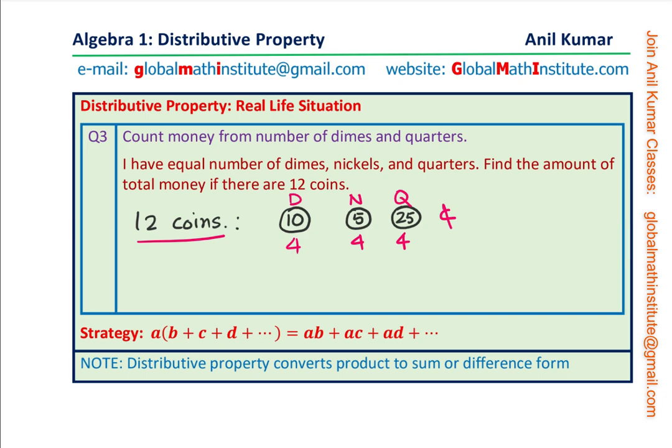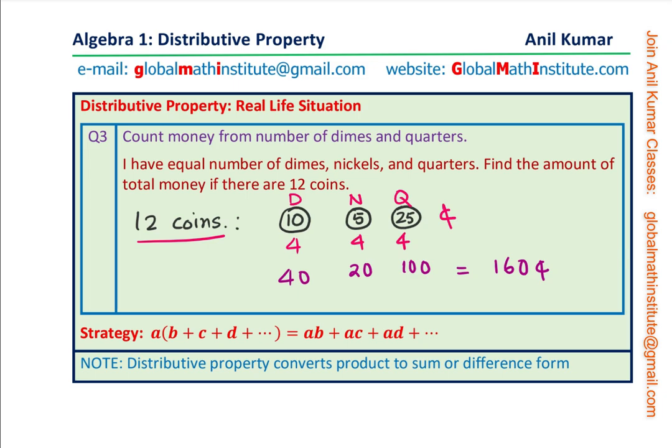So let's calculate. 4 times 10 gives us 40. 4 times 5 gives us 20. 4 times 25 gives us 100, right? And when you add this up, what do you get? We get 160 cents, right? Correct. This is one way of doing it, for sure.